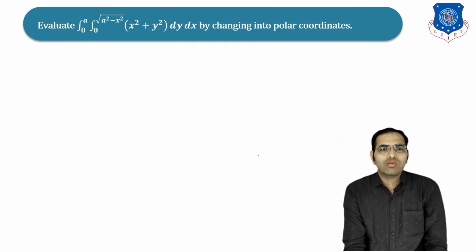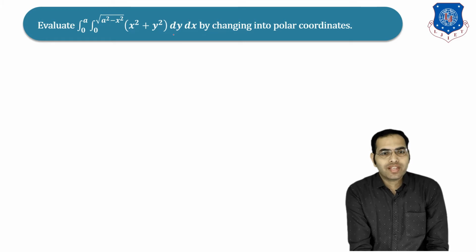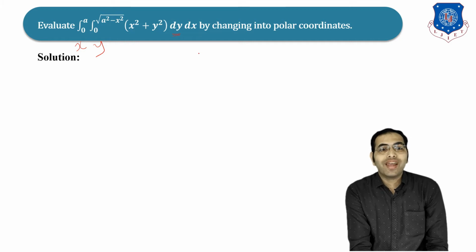Evaluate the integral from 0 to a, integral from 0 to square root of a square minus x square, of x square plus y square, dy dx. Firstly, the inner limit is for y and the outer limit is for x, meaning x varies from 0 to a and y varies from 0 to square root of a square minus x square. Now we have to change this Cartesian form into polar coordinates, that is r and theta.